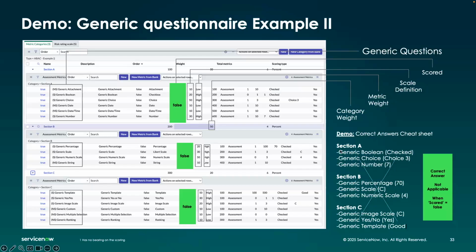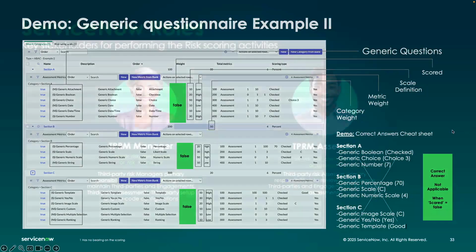Okay, so obviously the correct answer cheat sheet is not applicable when scored is equal to false. The rest of the configurations are very much the same. So with that, we will quickly review the roles and then dive into the demo. Let's move on to the next slide.